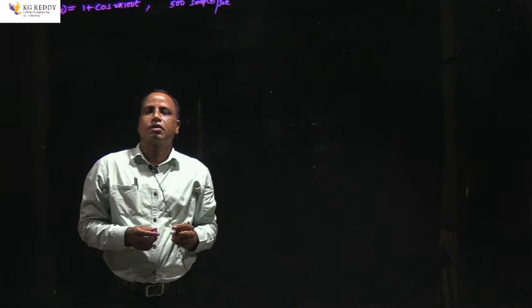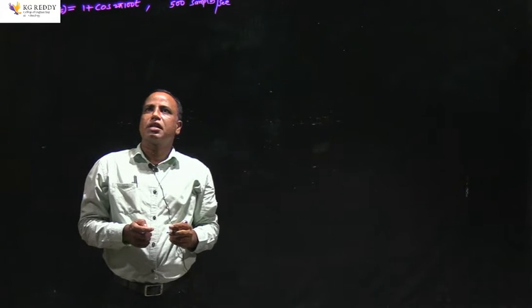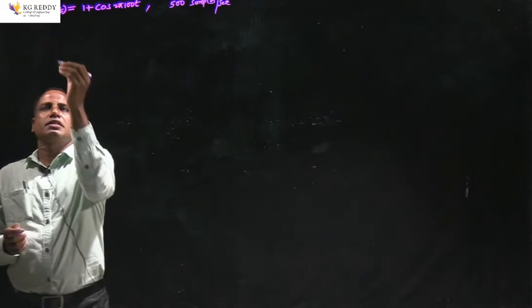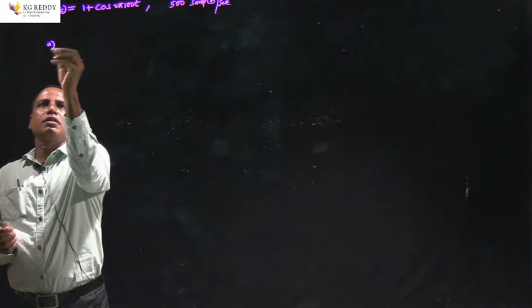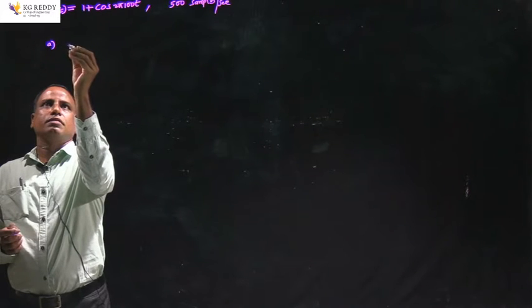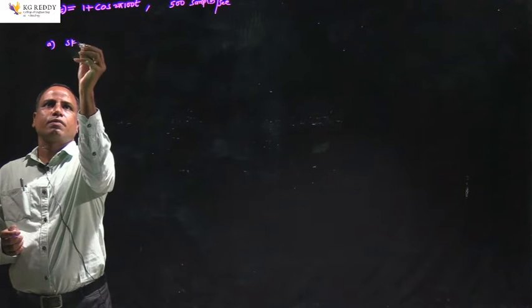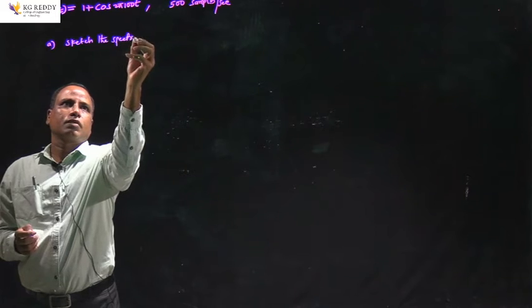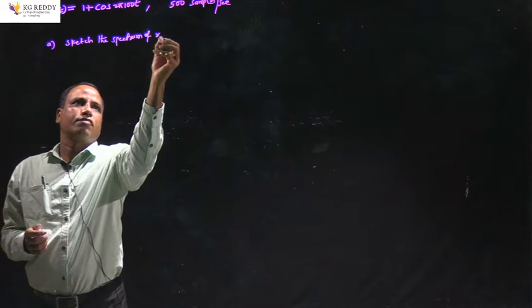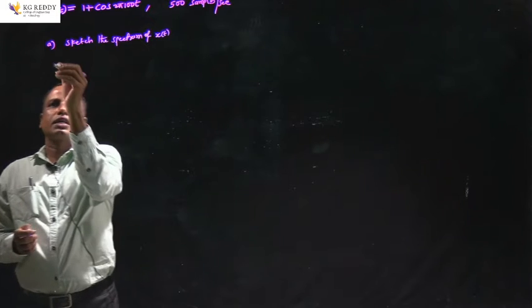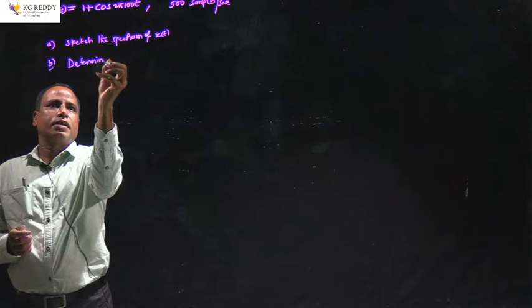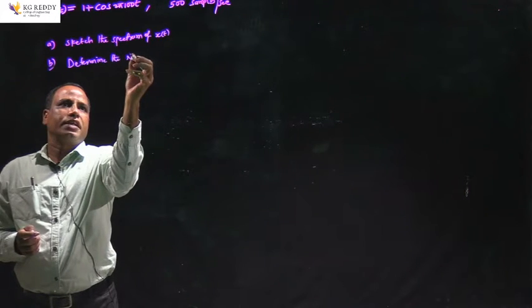Let us consider. Now the continuous time signal is given and the sampling rate is given, and let us try to determine the following. A, sketch the spectrum of x of t. And second, B, let us determine the Nyquist rate.